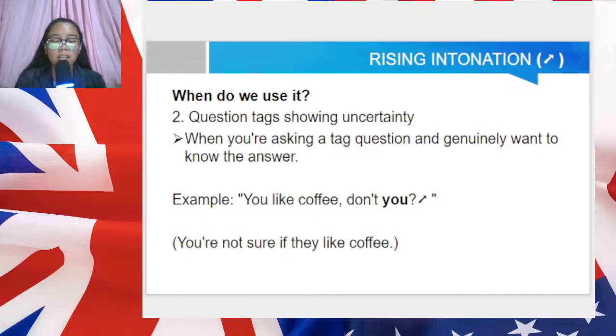So this is the core of the communicative act here. The speaker truly does not know the listener's preference regarding coffee. Their interest is in acquiring this specific piece of information. So to convey this genuine uncertainty and the true nature of the question, the voice performs a distinct upward movement on the tag. Don't you? So that's the tag. This rising intonation is the unmistakable auditory signal that indicates a real question is being posed. So the pitch of the voice clearly goes up on don't you.